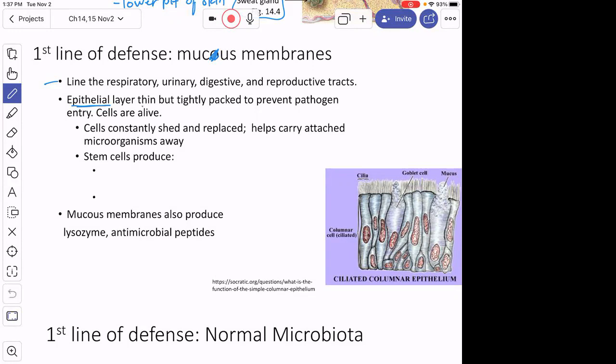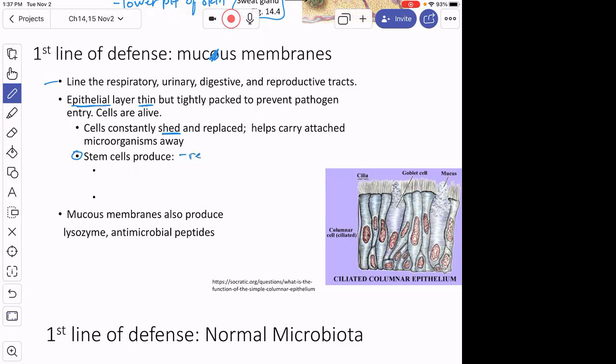That layer is thin. It's tightly packed together, and the cells are alive. We still have desquamation taking place even though those cells are alive. So again, with the desquamation, we're continually replacing those cells. So when pathogens do attach, they're basically sloughed off. There are stem cells deeper within the epithelium that are going to give rise to a couple different kinds of lining cells.